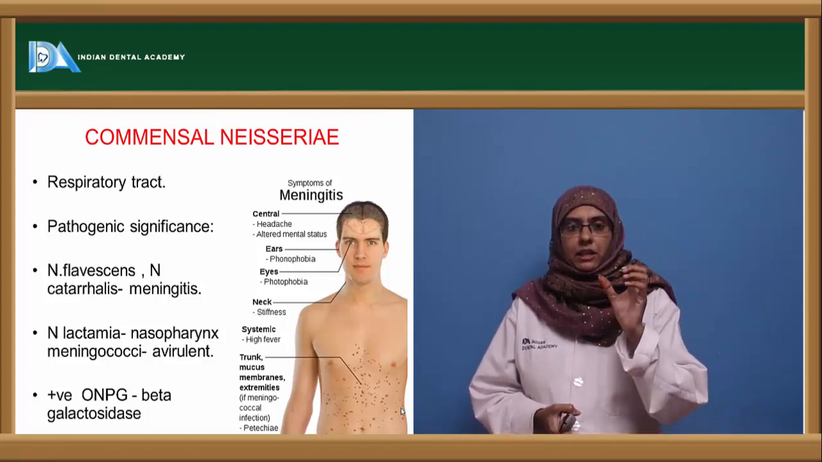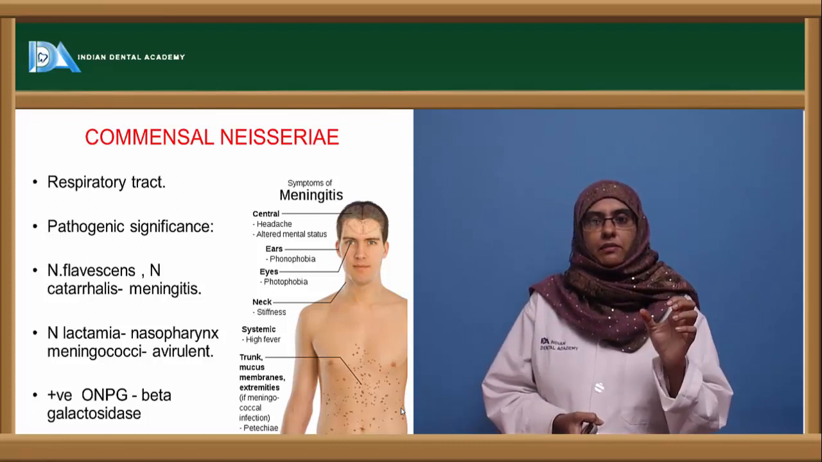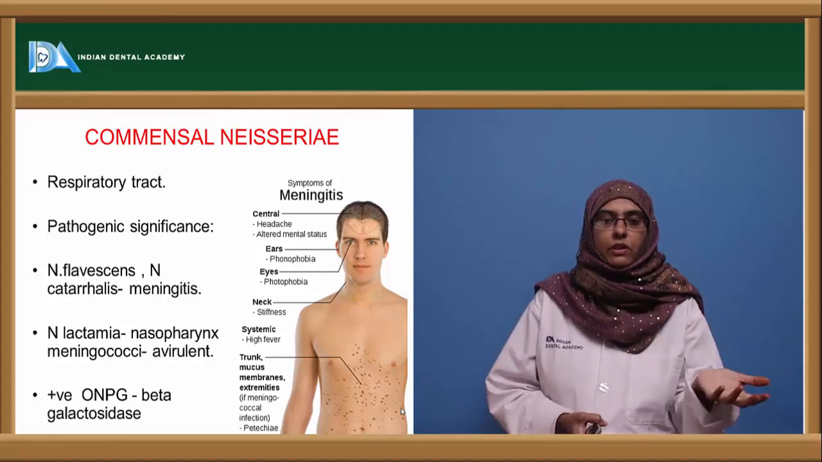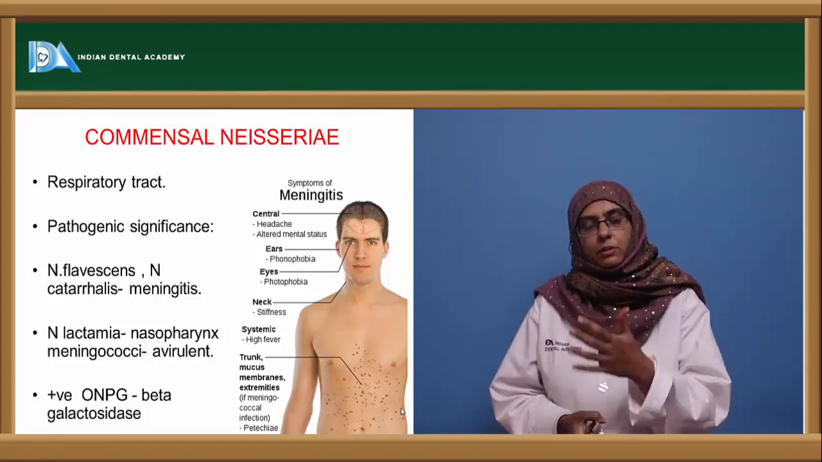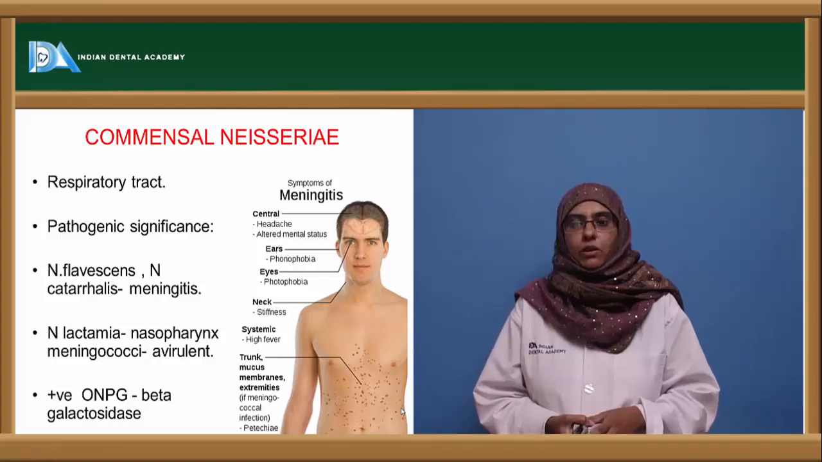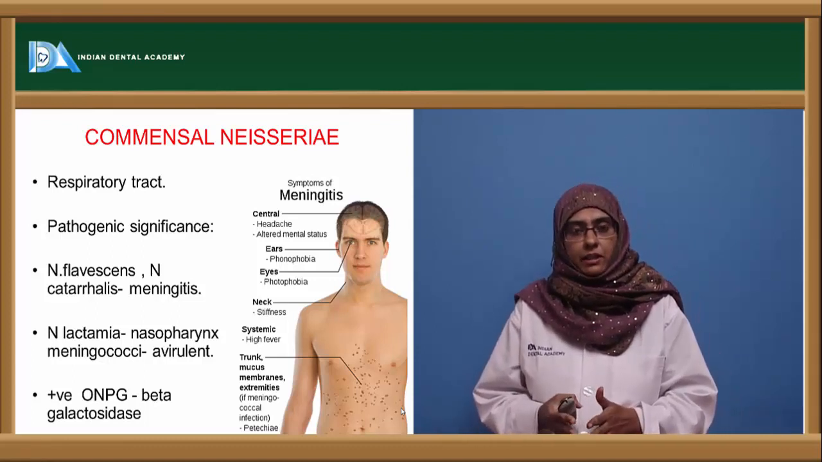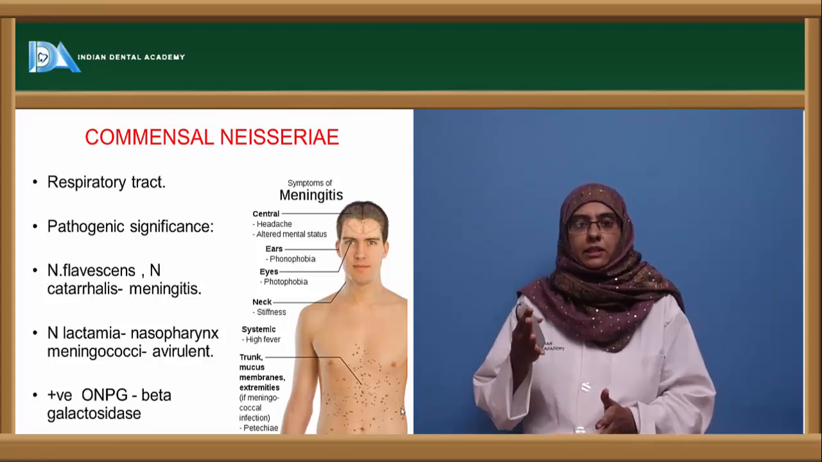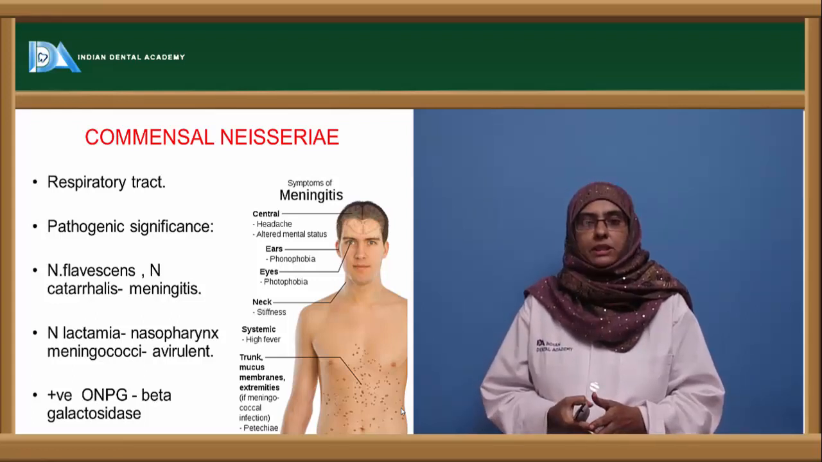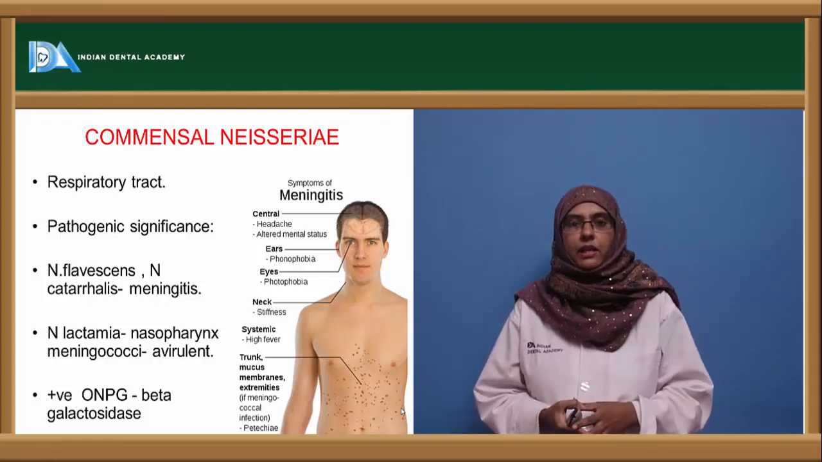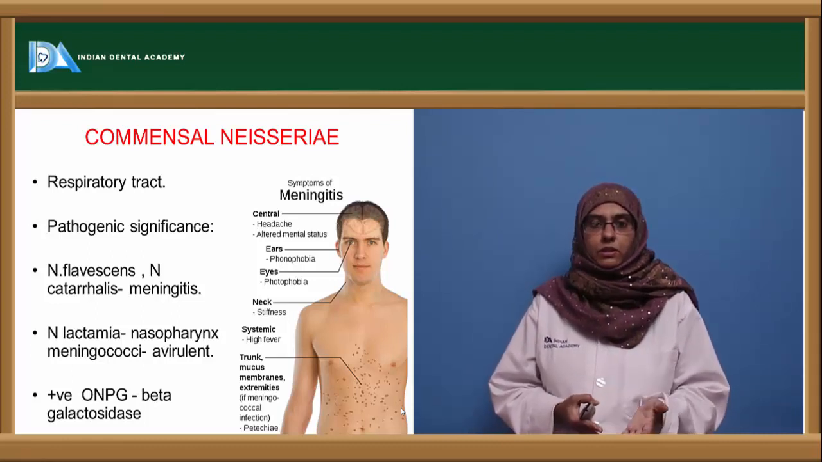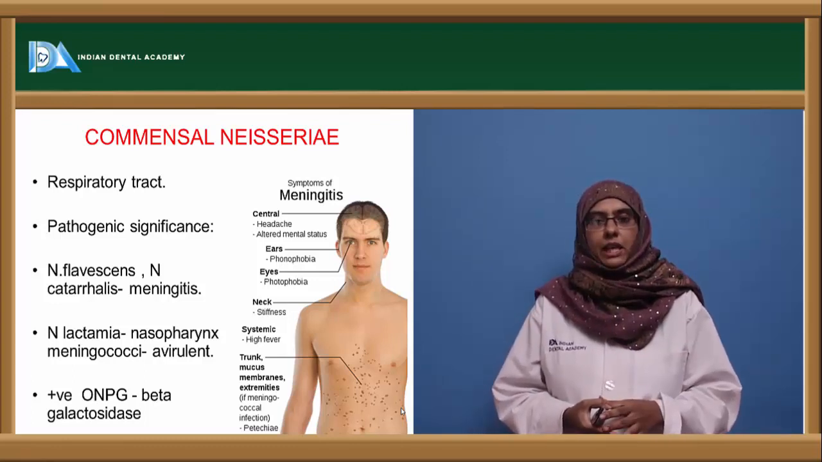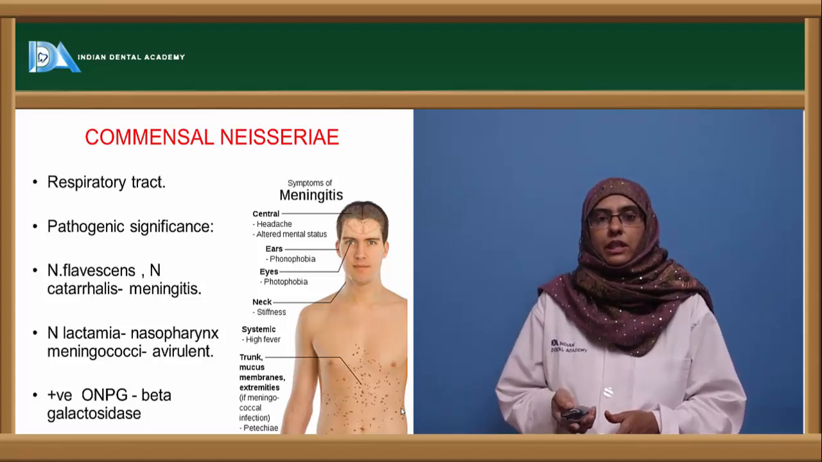That is, the organism is a commensal present in the nasopharynx and produces antibodies. It is avirulent, and this antibody protects against meningococcal or gonococcal diseases. The way we can discriminate lactamica from other Neisseria is that lactamica is positive for the ONPG test, that is, O-nitrophenyl beta-D-galactopyranosidase. So this is positive in Neisseria lactamica, whereas the others usually show a negative reaction.